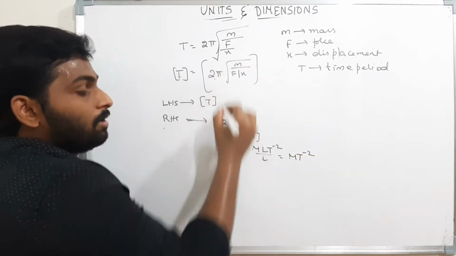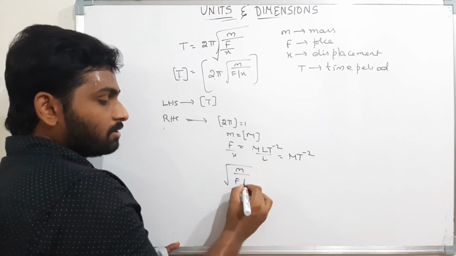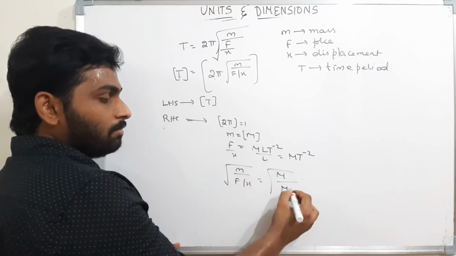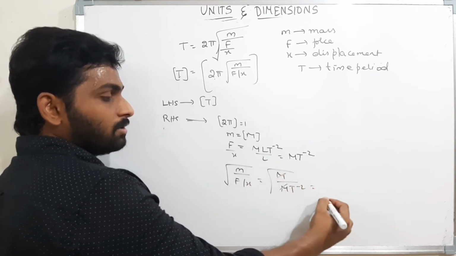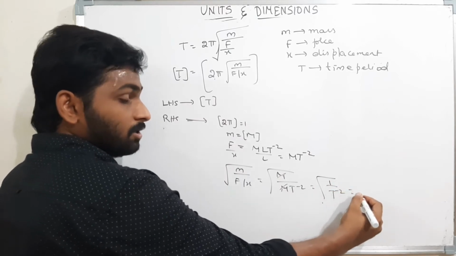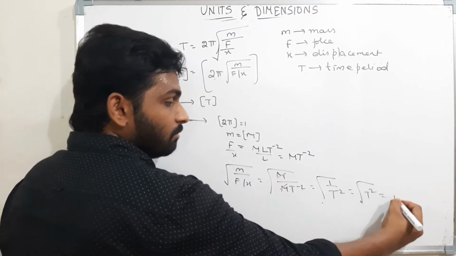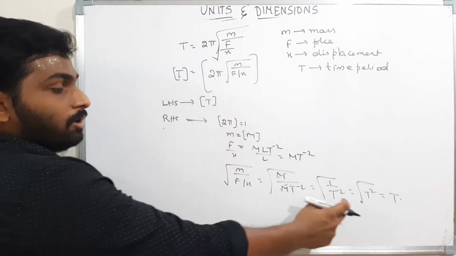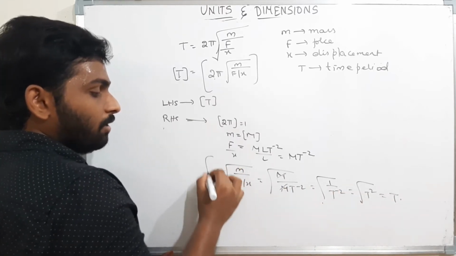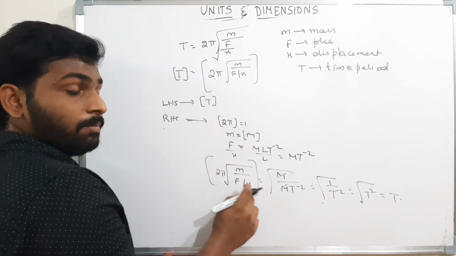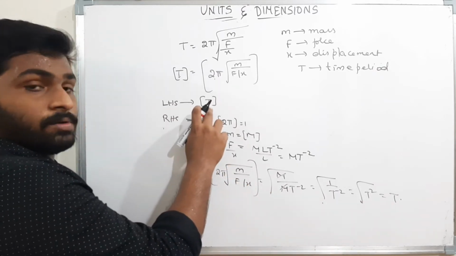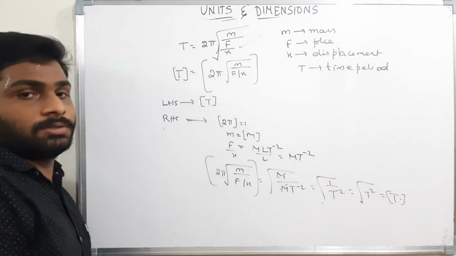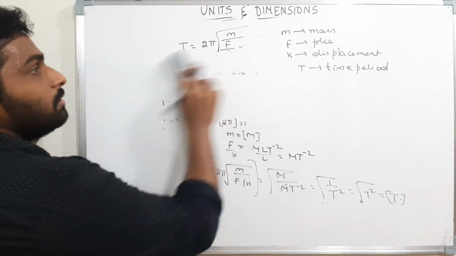Now what is the dimension formula for under root of m by f by x? Here m is capital M, and f by x has the dimension formula M T power minus 2. The M's cancel. What is the answer? Root of 1 by T power minus 2, that is root of T square, that is T. And the dimension formula of 2 pi is 1. Therefore, the RHS dimension formula for 2 pi root of m by f by x is T. LHS dimension formula is T and RHS dimension formula is T. Therefore, this is a valid equation. This is the correct formula. Now we will see one more question.